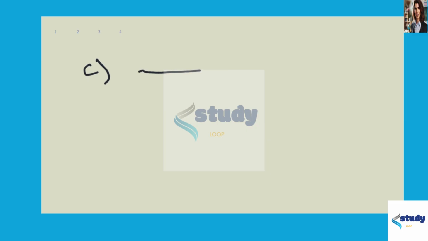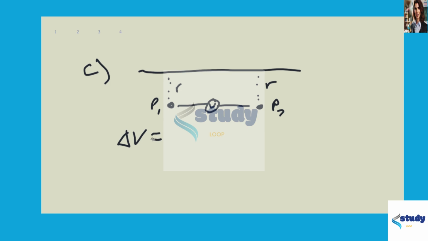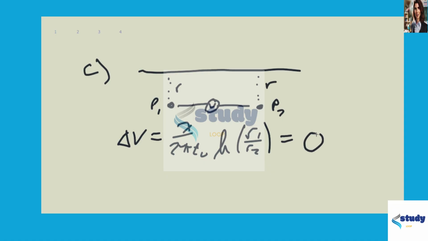Finally, for part C, we have this wire with a point 1 here and a point 2 here, and they're the same distance r away. What will be the voltage between these 2 points? You can go back to our formula: lambda over 2 pi epsilon naught times the natural log of r1 over r2. But if r1 and r2 are the same, you get the natural log of 1, and the natural log of 1 is 0. So the voltage between these 2 points will be 0.